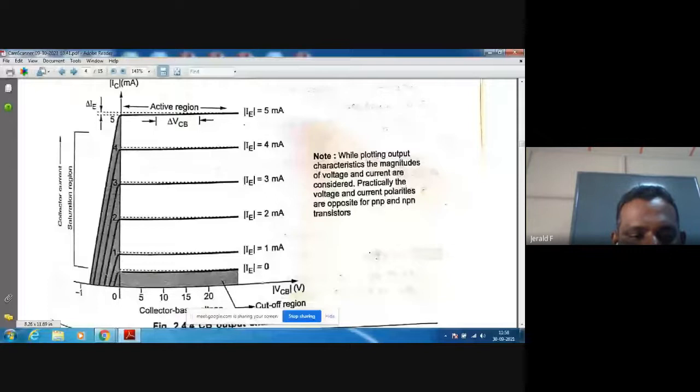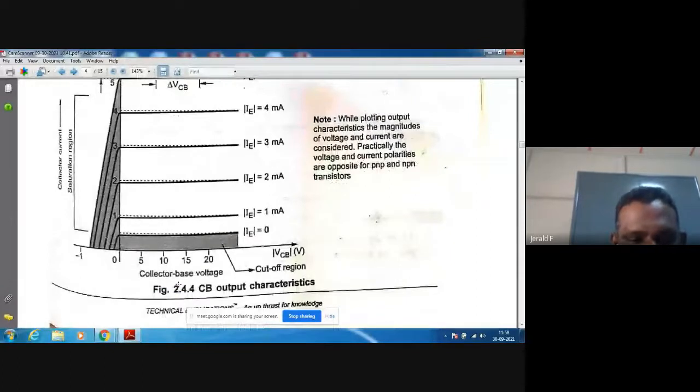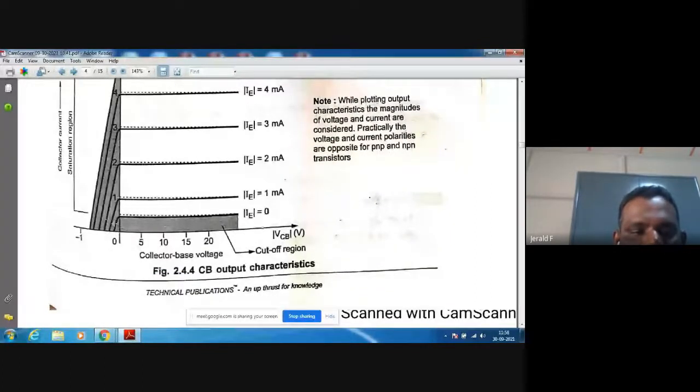This is the first emitter current. This is the second emitter current, and third emitter current, and fourth emitter current. This is active in this region. In this region, that is called the cutoff region. Okay, what is the cutoff region?